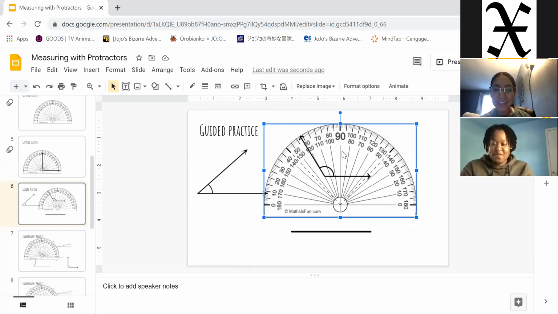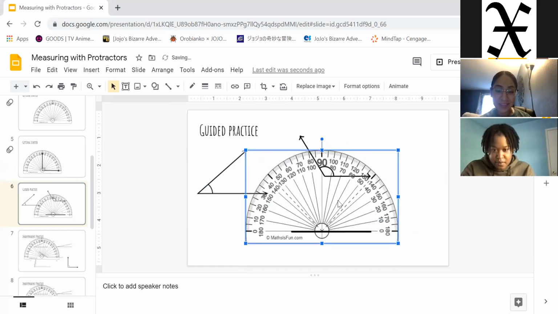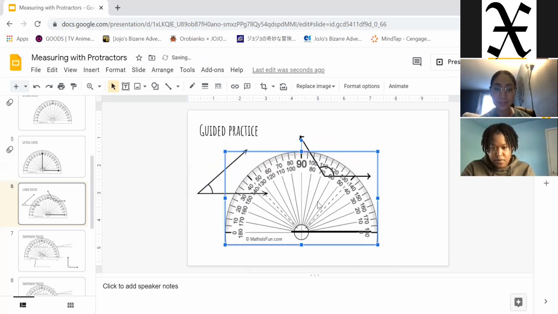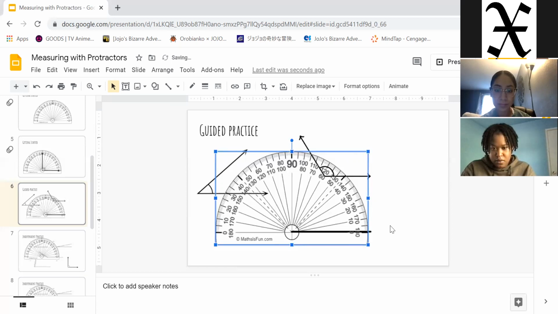Well, let's see. We don't really have a point of intersect or a vertex or anything. It's a straight line, right? There is no vertex, but what we can do, maybe let's try putting it on the very edge. See what happens. Where's the measure at? It's at 180. 180, right?